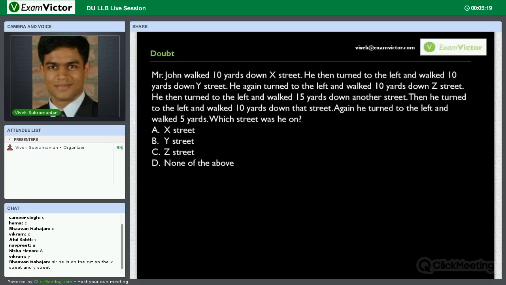He's on the cut on X street and Y street, like the corner, Bhavan? You mean where X and Y intersect? Okay, that's interesting. But sorry, that's also not the answer. So let's see how to solve this question.